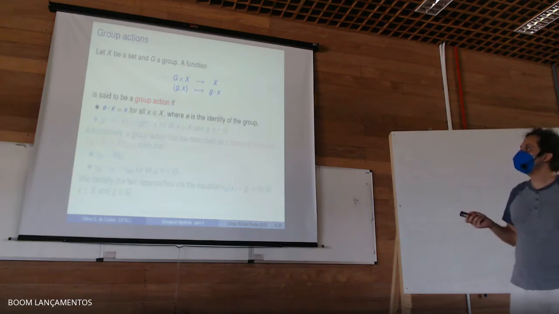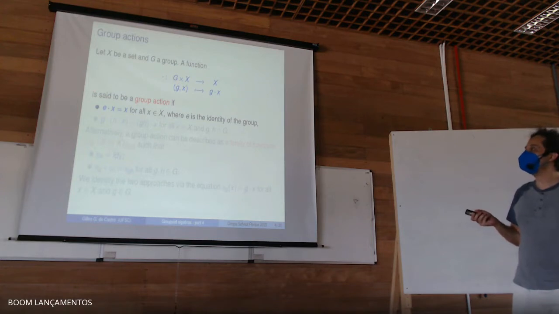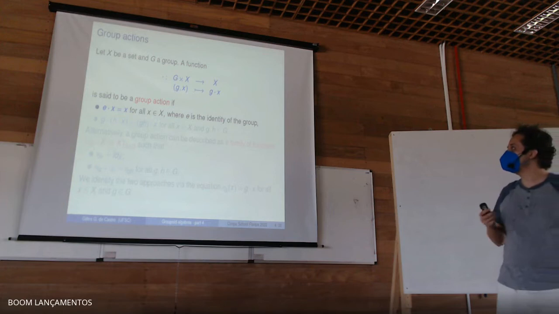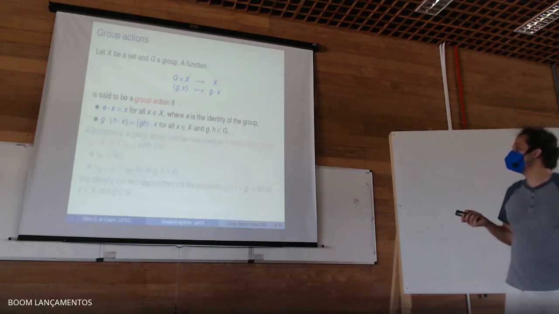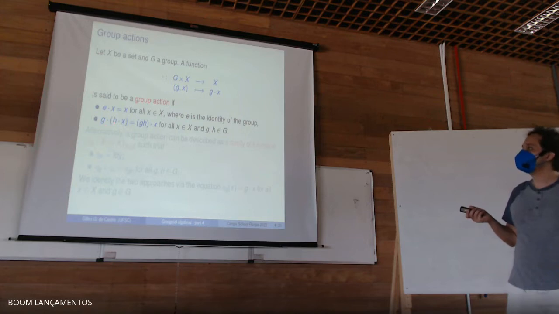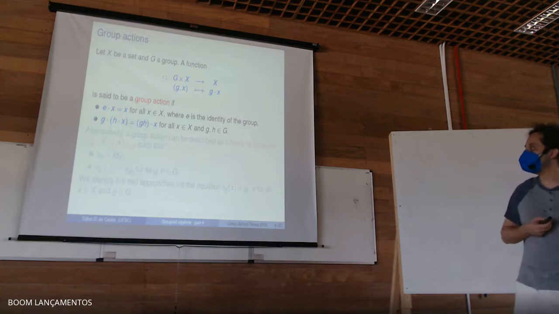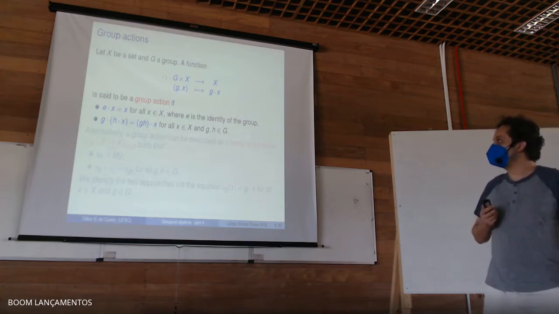One is that we want the identity of the group to not change x. So basically, this is the identity. And the other thing is that we want, in a certain way, the composition or this product here, so if first we act with h and then act with g, to be the same thing as acting with gh, for x in X and g, h in the group.